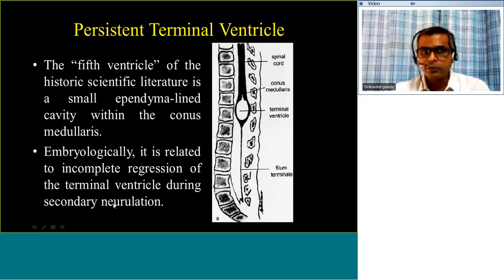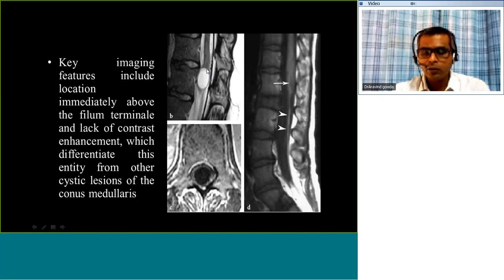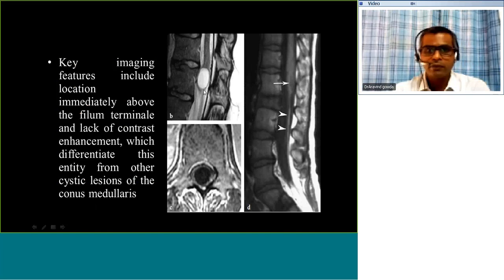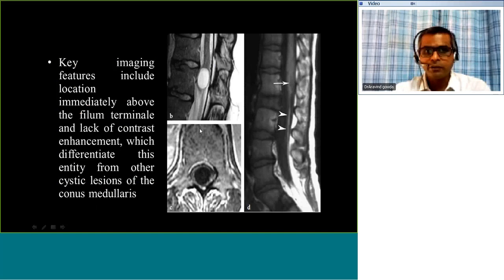So the key imaging feature is you will see an ependymal lined cyst which is seen at the conus medullaris. It will not enhance on contrast, and usually will be seen above the level of the filum. So the differentiating feature, as I earlier told, you have to differentiate it from myelocystocele.